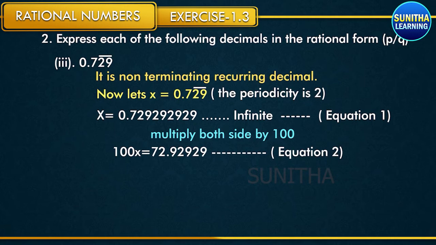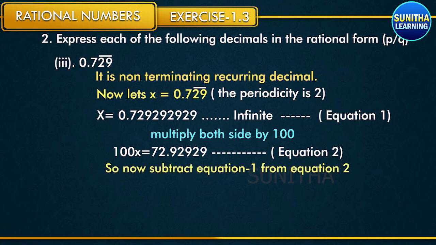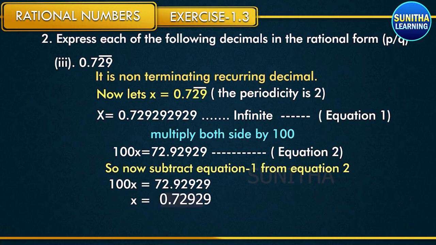So which is equal to 72.929292, and so on it will come. Clear? Now the two equations, subtract them. That is 100x is equal to 72.929292 and x is equal to 0.72929. So if you subtract, you are going to get it. Observe it. Here everything cancels, the 292929 cancels, and after the decimal, 9 is there. Here after the decimal, 7 is there. So 9 minus 7 is 2. Next, 72 minus 0, so 72.